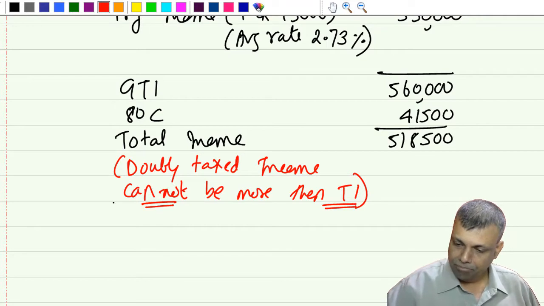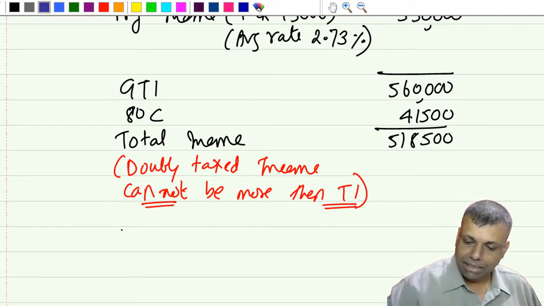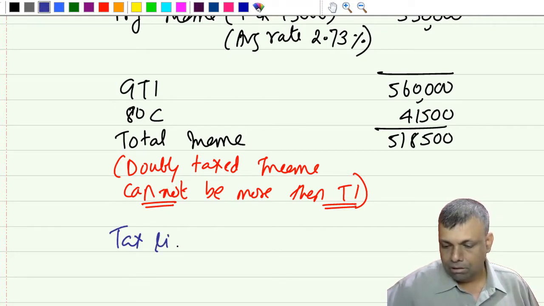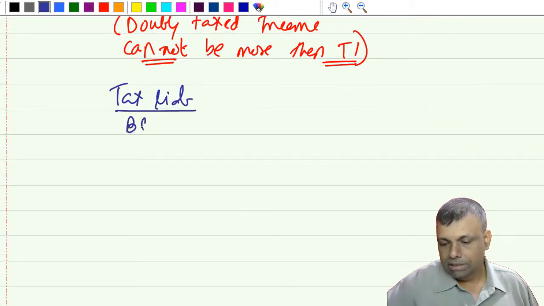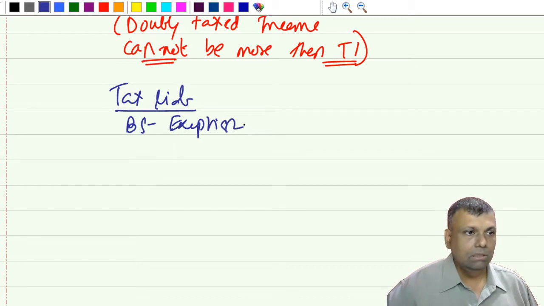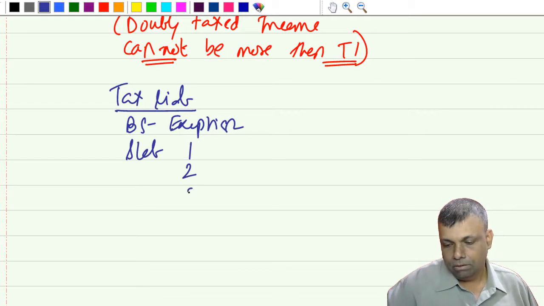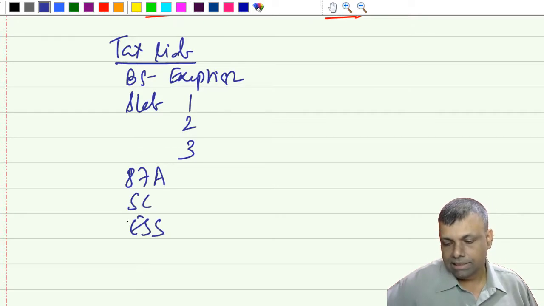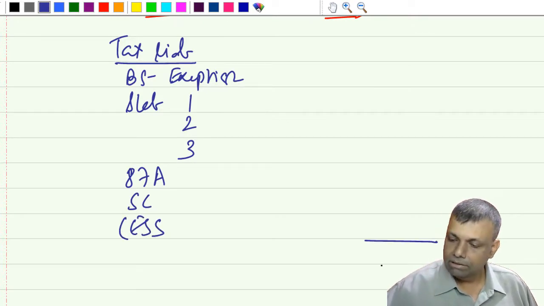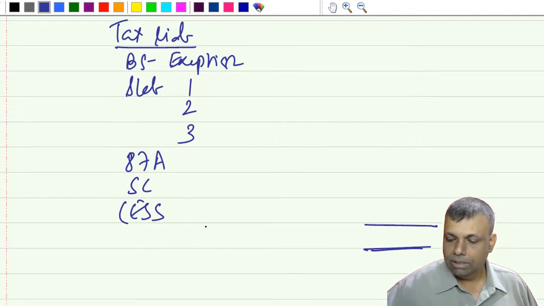Okay, so now we have to go with the tax liability calculation straight away. Come on, tax liability calculation. Okay, basic assumption: slab 1, 2, 3, 87A rebate on merits, surcharge, cess. Okay, everything is on merits. You will get an Indian average rate.